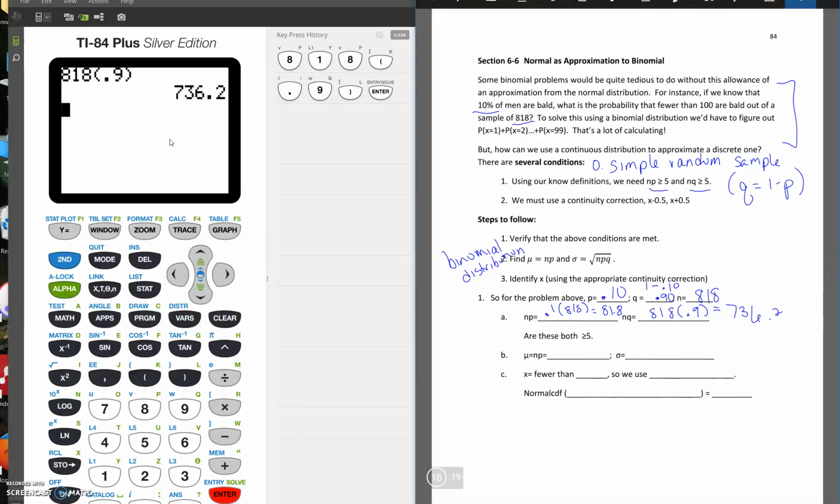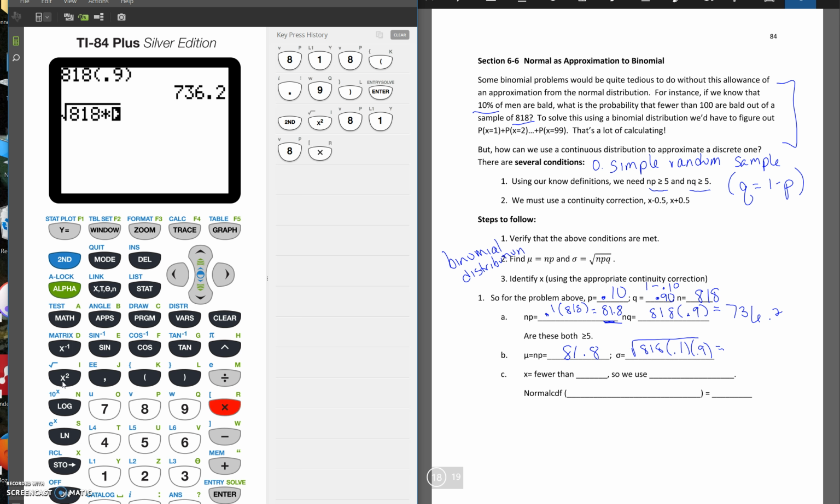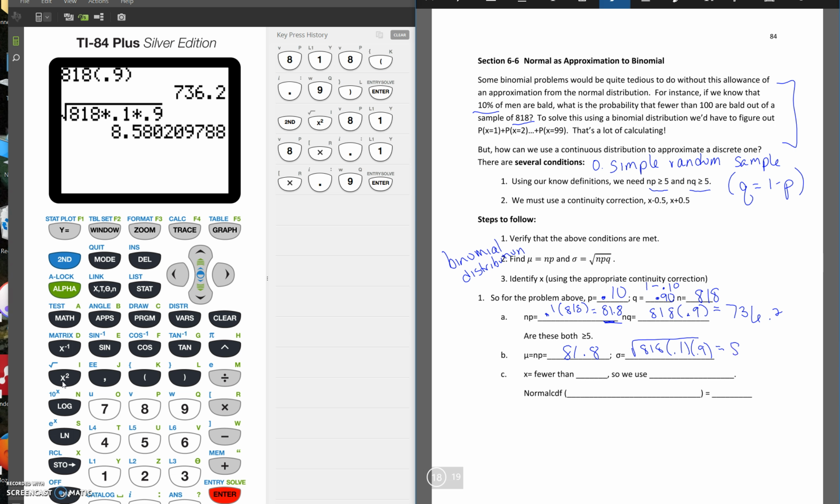Next we're going to find the mean. n times p, which we actually just did, is 81.8. And our standard deviation is the square root of n times p times q, so 818 times 0.1 times 0.9. So we get 8.58.